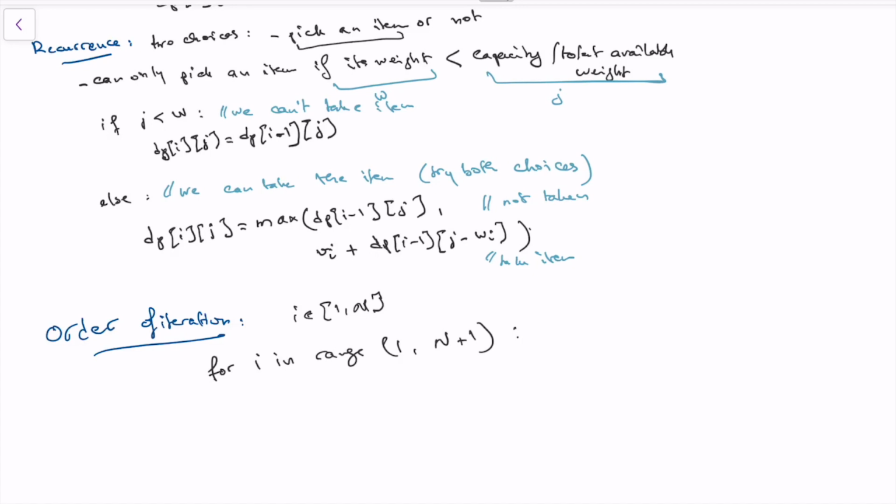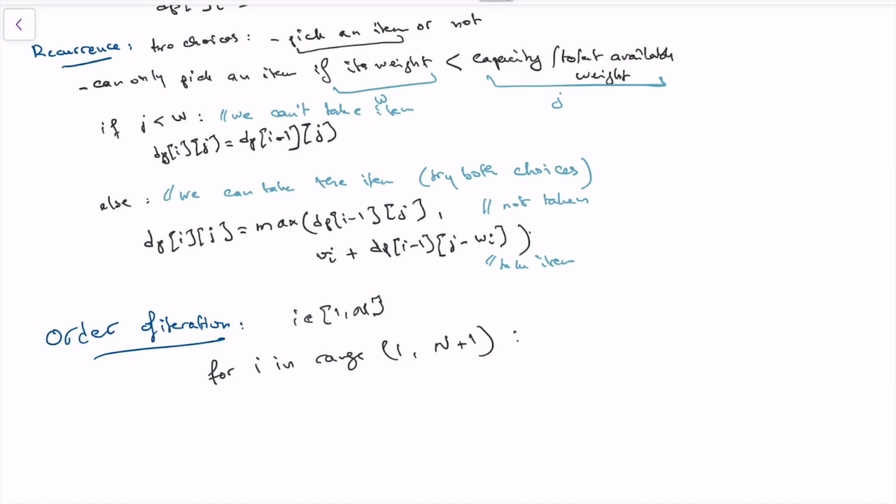And what about the weight here? We know that we also need j-wi. So when we are computing dp of i and j, we need to have already computed j-wi. That means the smaller weight needs to already have been computed when we are computing a bigger weight. So j also needs to be increasing, and its max is w, so w+1. So j is in 1 to w.